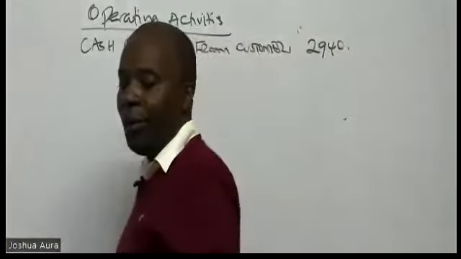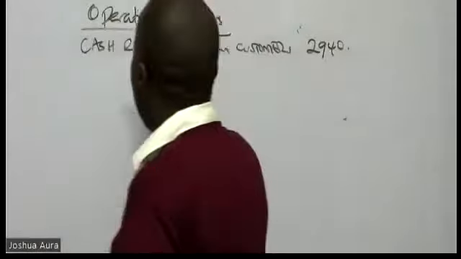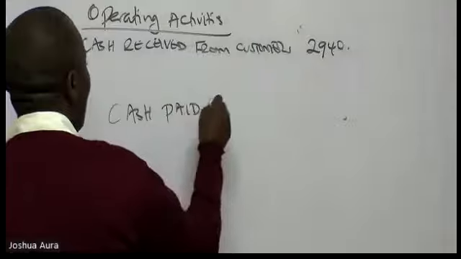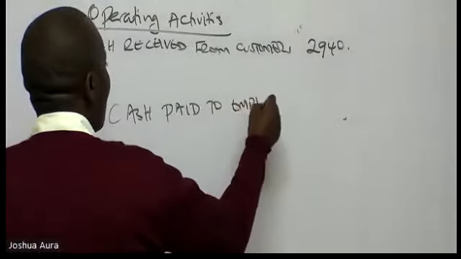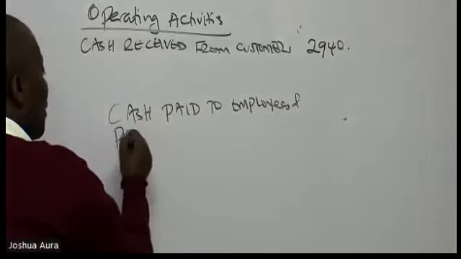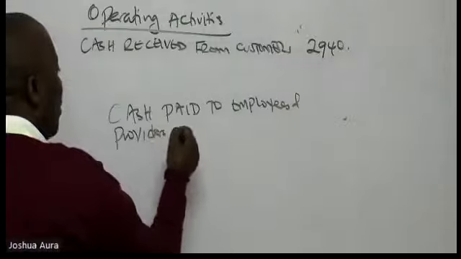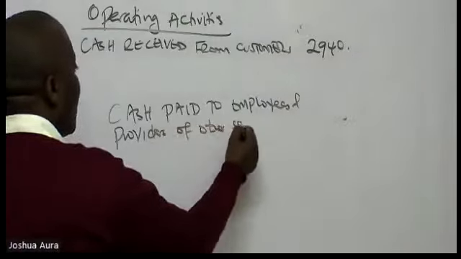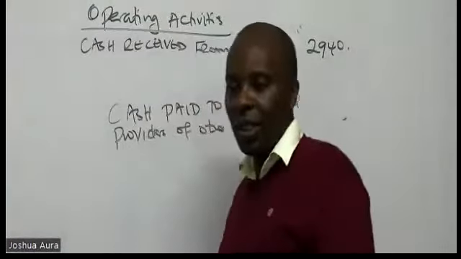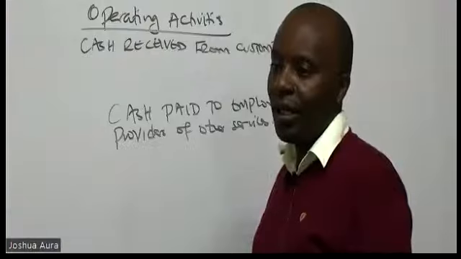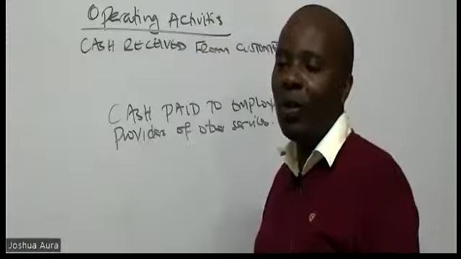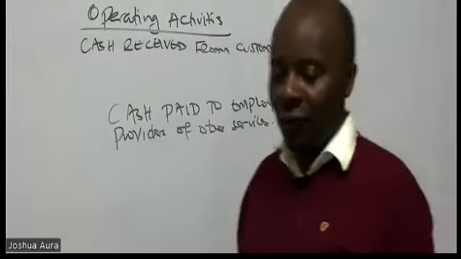What you need to do is simply come here and give me a title about cash paid to employees and providers of other services, and of course facilities, things like rent, etc. So cash paid to employees and providers of other services stroke facilities.